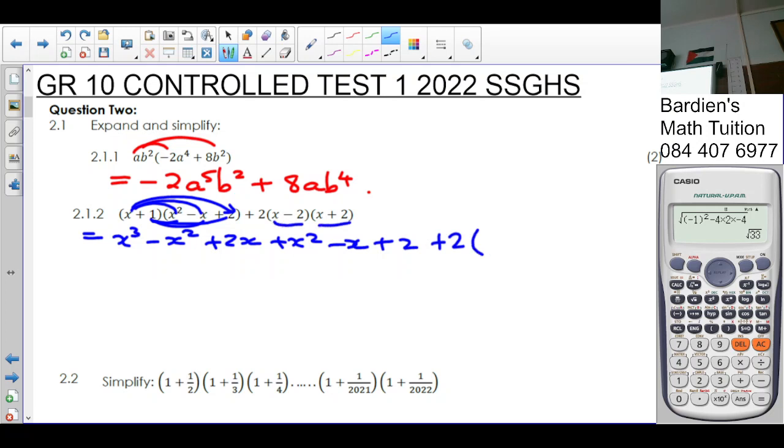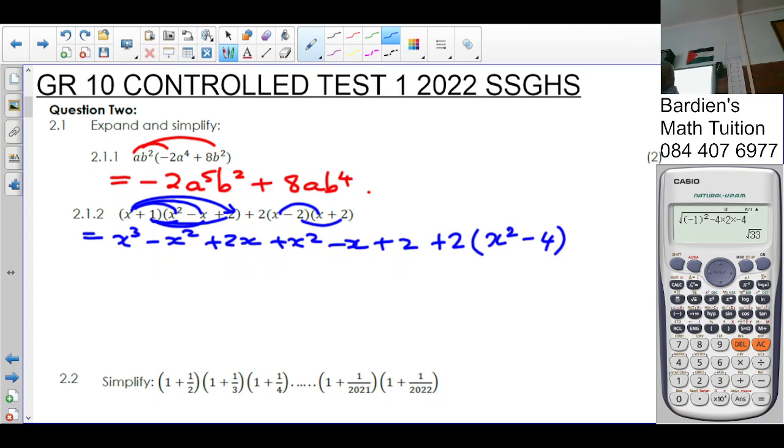Will this result in a difference of 2 squares? Are the 2 brackets the same? One is plus and one is minus? Yes. So this is the conjugate pair. So what can I do here? Multiply the first and the last. So I can multiply x by x, negative 2 by 2. So x times x, x squared. Negative 2 times positive 2, negative 2. Okay.